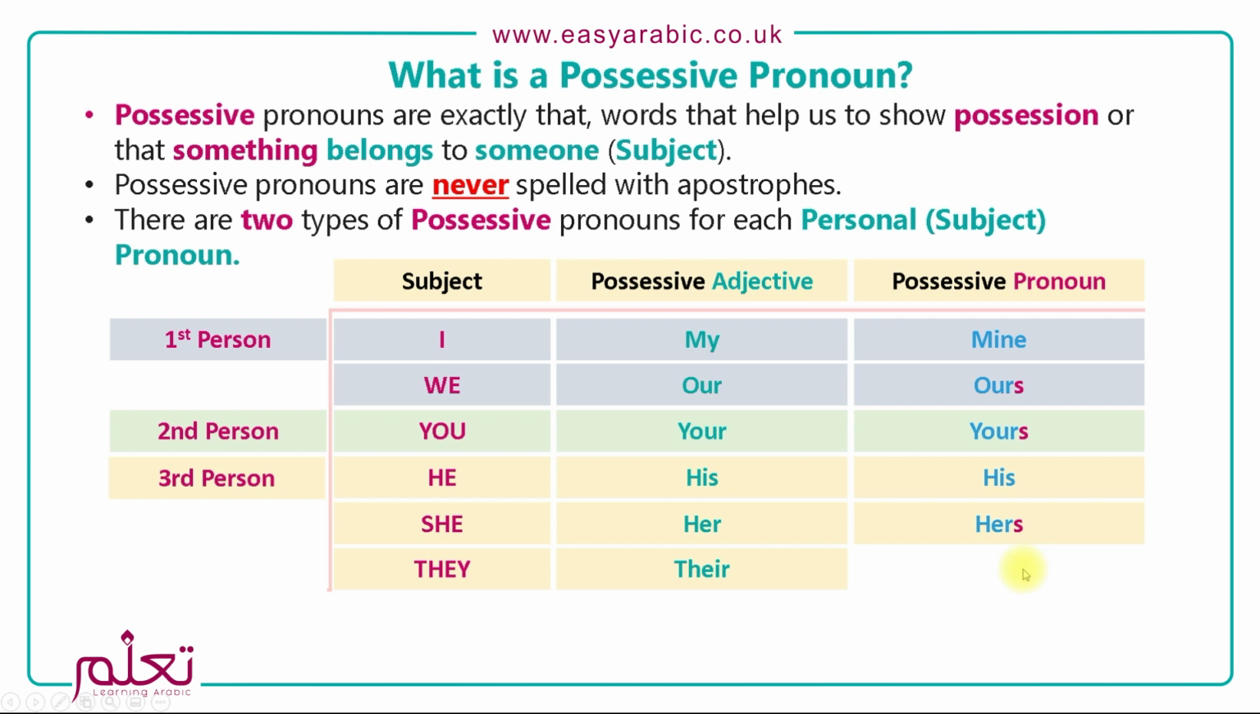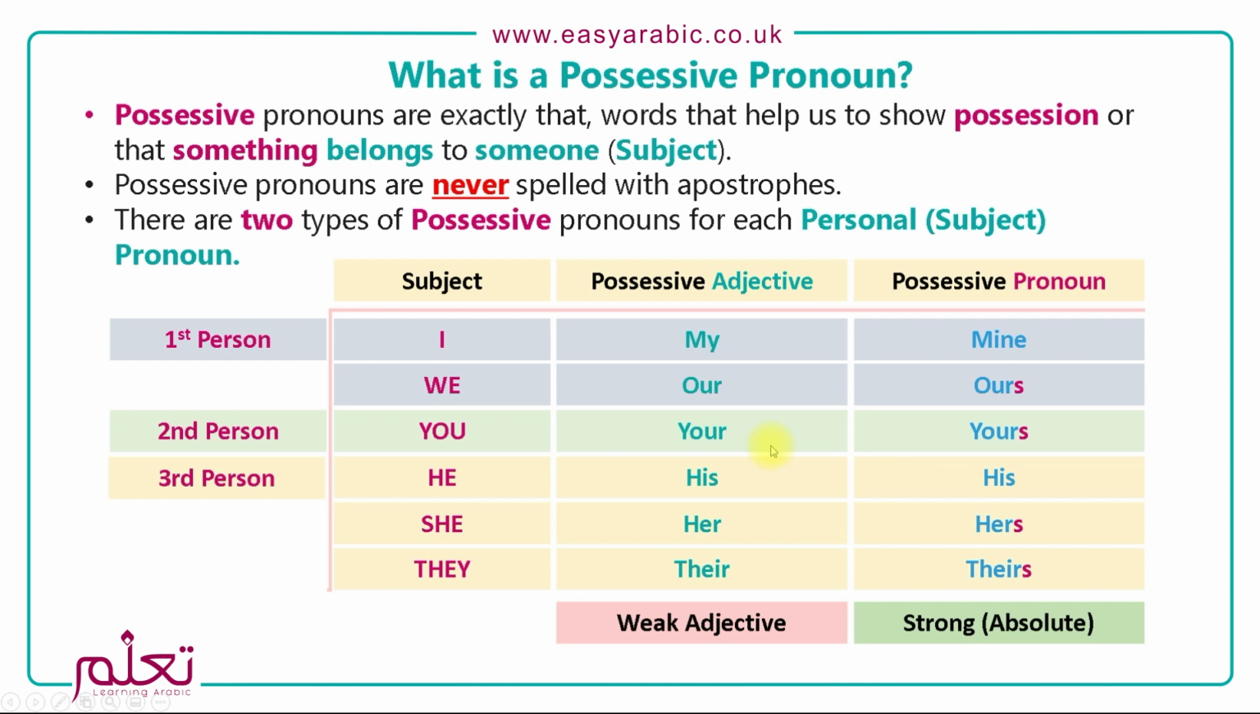Okay, so I guess the question you'll be asking is, where do we use each one of these? Why is there a difference? And which one are we going to use in Arabic? The possessive adjective is also referred to as the weak adjective, and the possessive pronoun is referred to as the strong or absolute. So what I'm going to do now is just show you the difference between the two so that you get an understanding about what they basically mean and where we would use this. I'll show you examples for both of these.